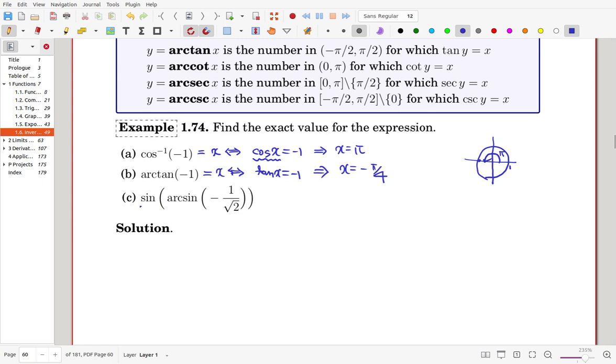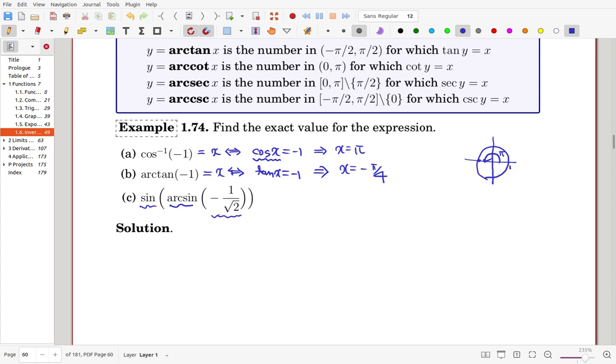Now, that is sine and arcsine. They are inverses of each other. If this value is inside the domain of arcsine, then you can cancel them out.